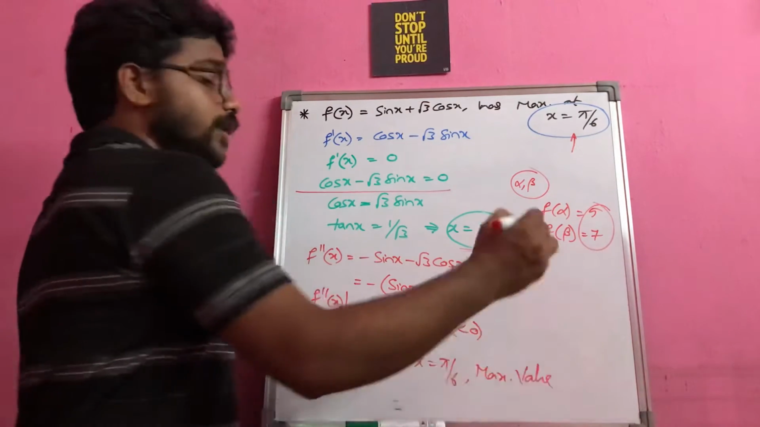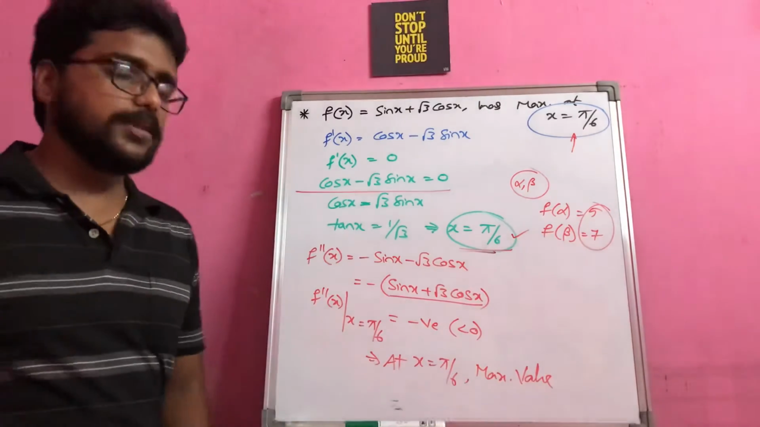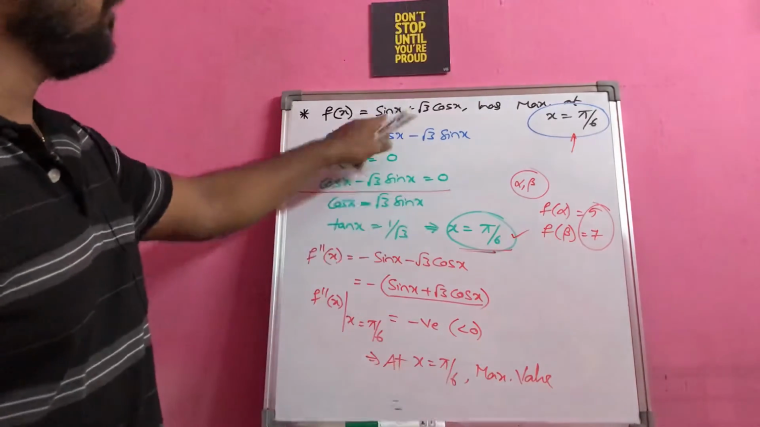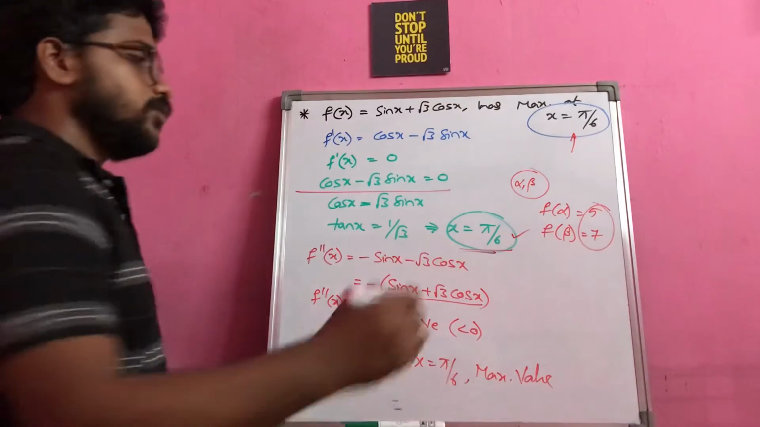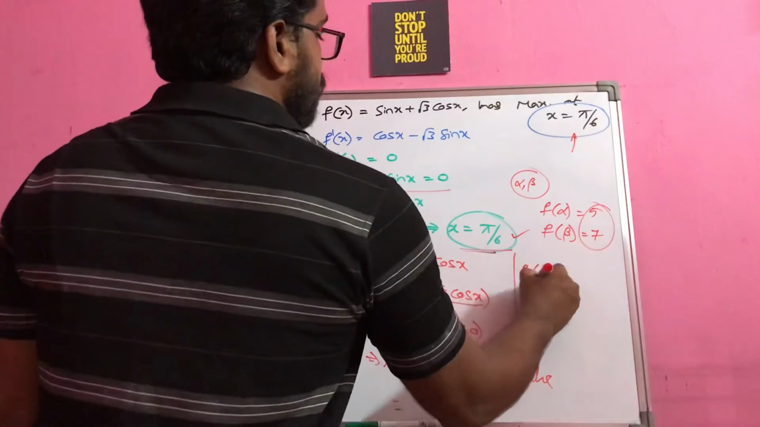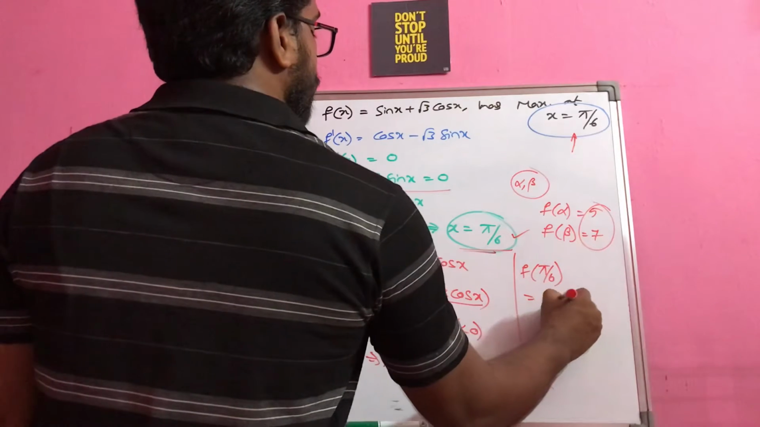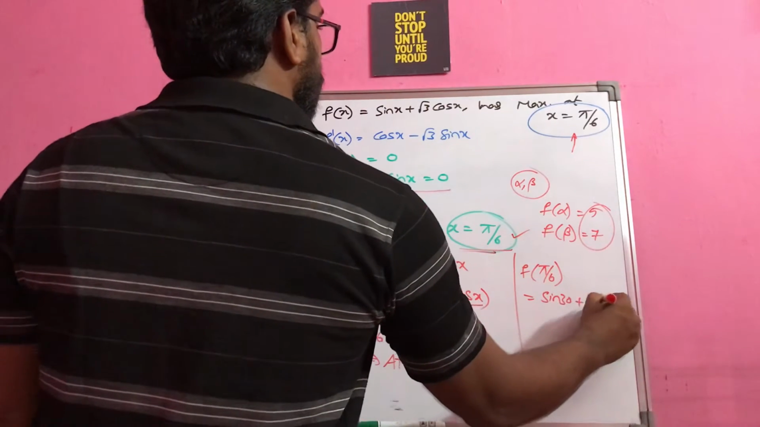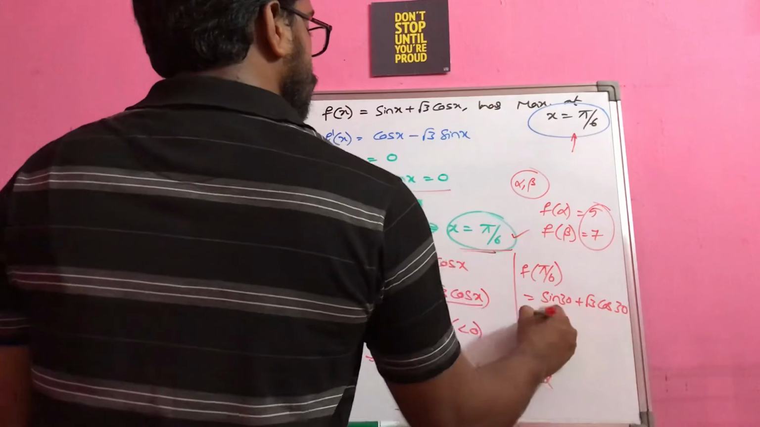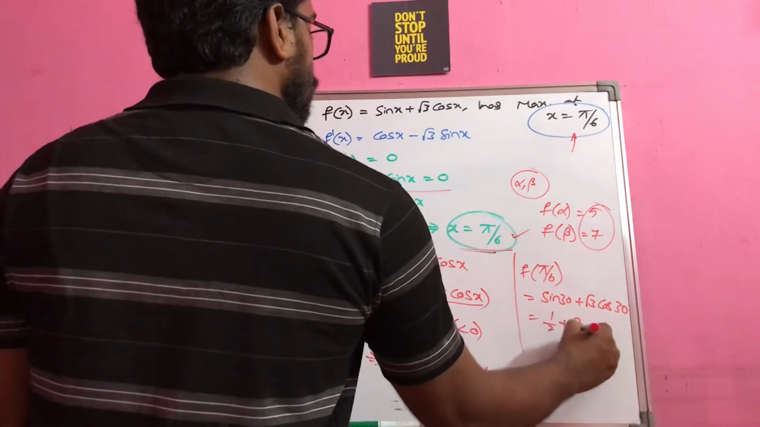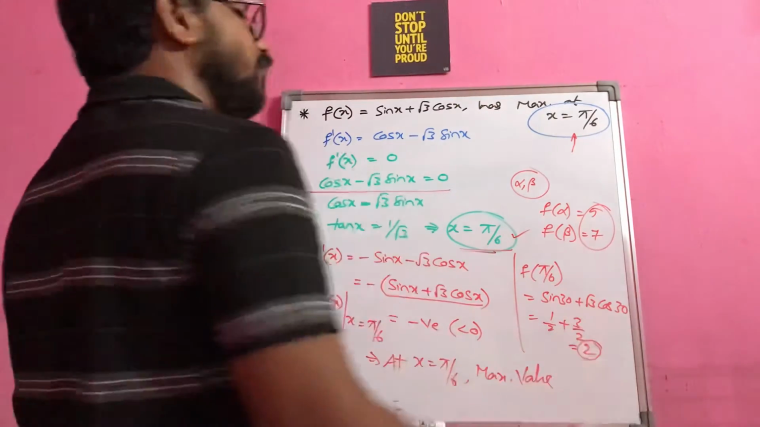For example, if they ask you what is the maximum value, simple thing, substitute this x is equal to pi by 6 in the function. So if I substitute f of pi by 6, then what will happen? Sin x means sin 30 plus root 3 cos 30. So this is 1 by 2, root 3 into root 3 by 2, 3 by 2, I am getting 2.